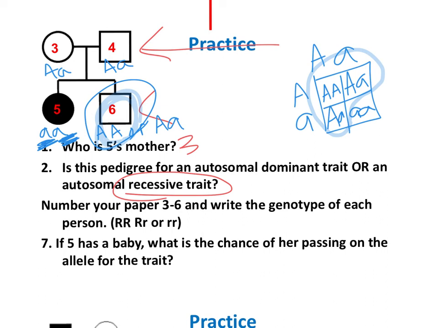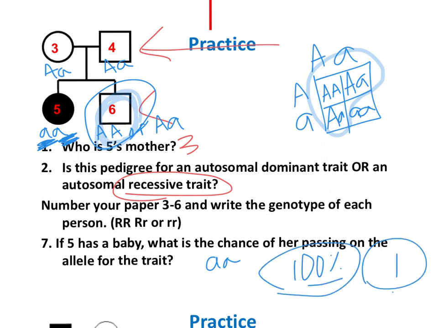Question number 7, if 5 has a baby, what's the chance of passing on the allele? Well, she's going to pass on one of the alleles. So she could pass on little a, or she could pass on little a. That's the only option she has because she's little a, little a. So the chance of her passing on the allele is 100%, or I could say 1, meaning 1 out of 1. That's the only option she has.